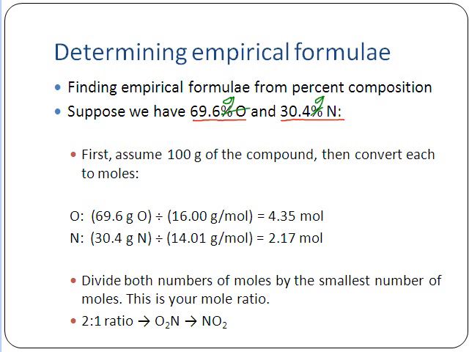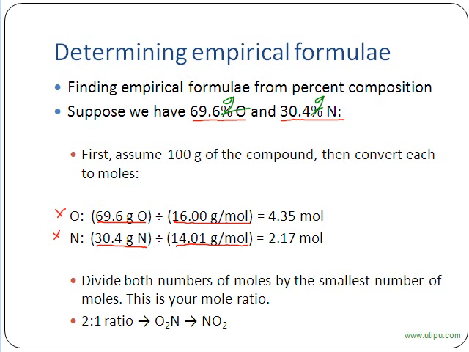If we look at our first one down here, that's our oxygen, we start off with 69.6 grams of oxygen. To convert to moles, we have to divide by the atomic mass. The atomic mass of oxygen is 16.00 grams per mole. If we do that in the calculator, we find we get 4.35 moles in 69.6 grams of oxygen. Similarly, we go now to nitrogen. We have 30.4 grams of nitrogen, and we divide that by the atomic mass of nitrogen on your periodic table, which is 14.01 grams per mole. We do that, and we get 2.17 moles.